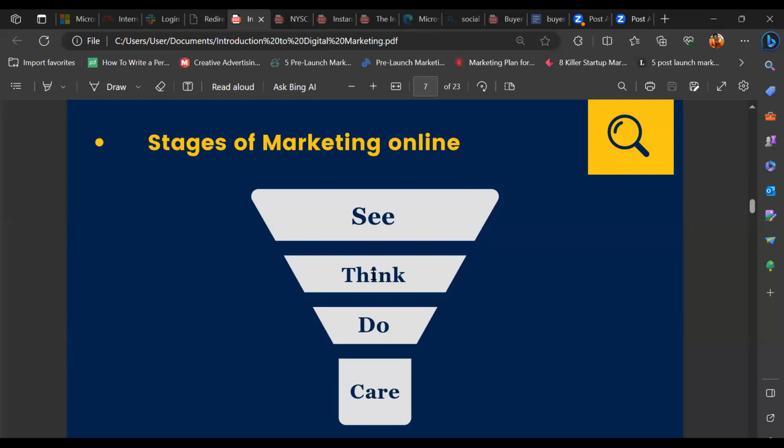And then we have the think stage. The think stage is where they begin to think about this stuff that you have put out, right? At that point, you see how it comes down. The number of people that saw what you put out, and the number of people that begin to think about it, begin to have the thought of wanting to try out your product or your service, it reduces. That's the truth. It reduces.